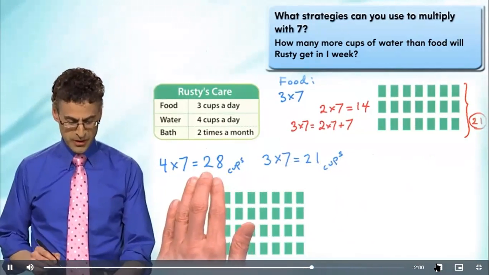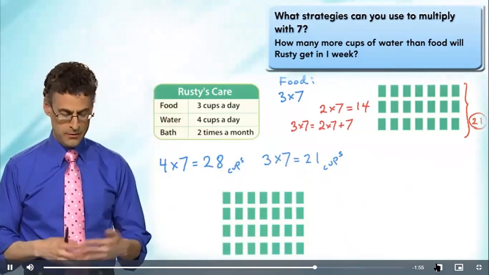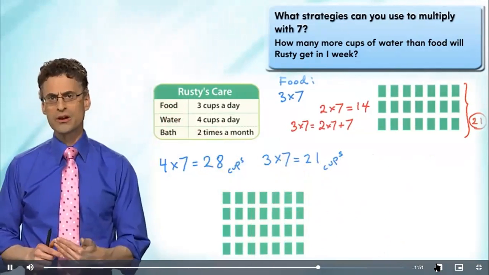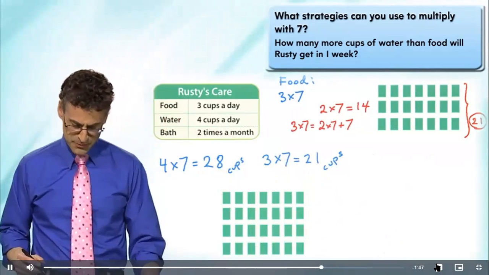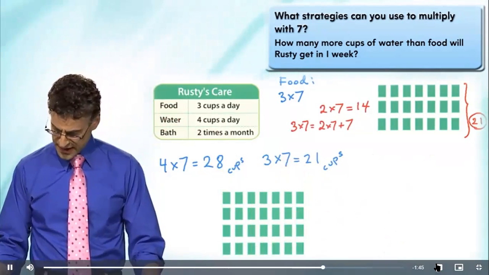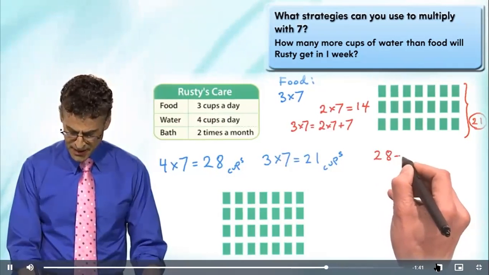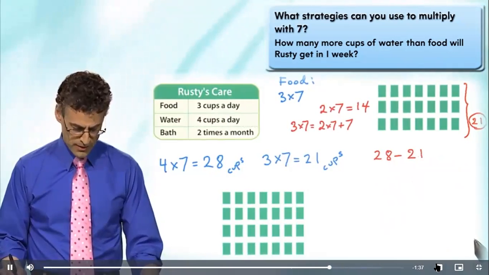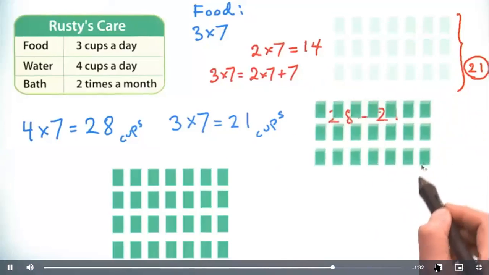All right, so we have 28 cups of food, and we have 21 cups of water for the week for Rusty. But the question is, how many more cups of water than food will Rusty get in 1 week? So what that means, we actually have to subtract. We actually have to take a look at 28 minus 21.